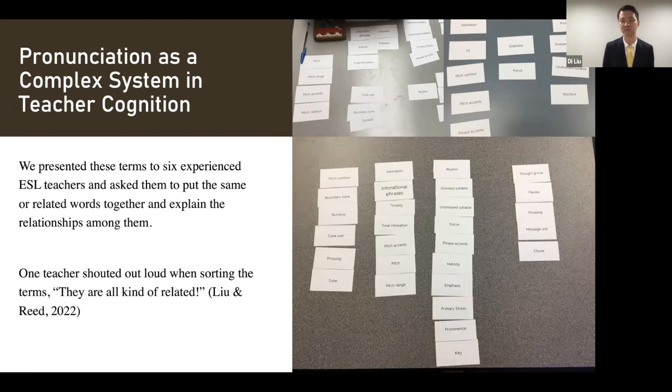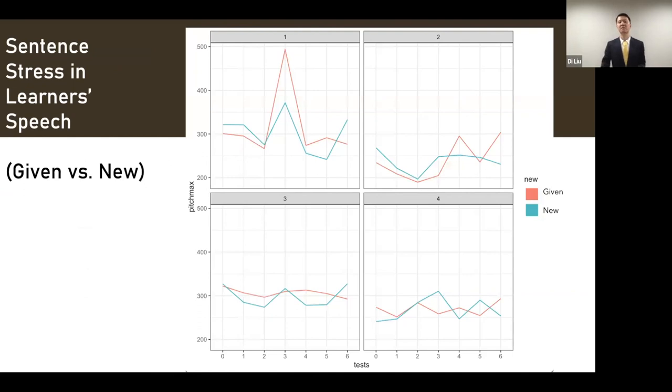That's the first issue. And the second part, this is another study that I did, in which I investigated how different pronunciation features were used collectively in the learning trajectories of four different Korean L2 English speakers. The horizontal x-axis shows weeks 0, 1, 2, 3, 4, 5, 6, so a six-week course. And the y-axis shows the maximum pitch level, which is one of the most prominent correlates of sentence stress.